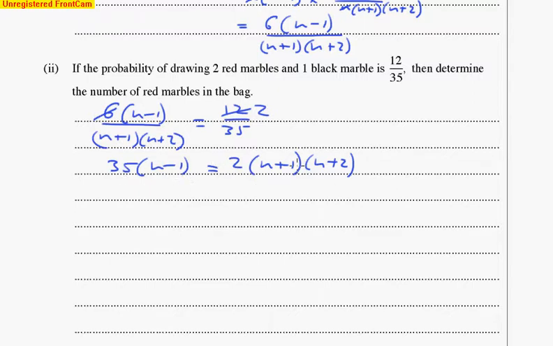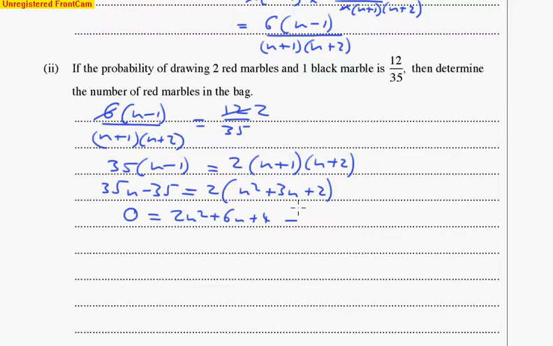The method now is let's multiply it all out, we'll get a quadratic, and then we'll solve that. So multiplying out we get 35n minus 35 equals 2 into (n squared plus 3n plus 2). Let's take it all to the right hand side. 0 equals, expand this, 2n squared plus 6n plus 4, minus 35n plus 35. That's bringing those two over to the other side. 0 equals 2n squared, now our n's, we've got plus 6 minus 35, minus 29n, plus 4 plus 35, plus 39.